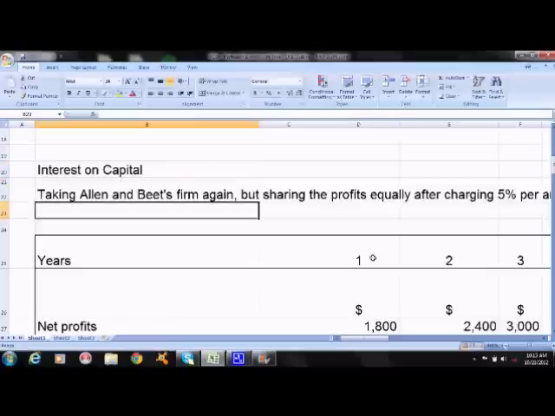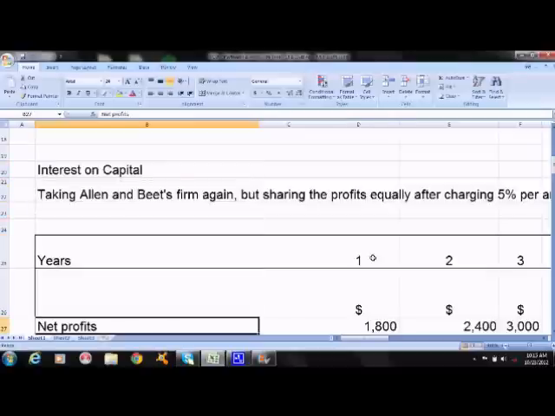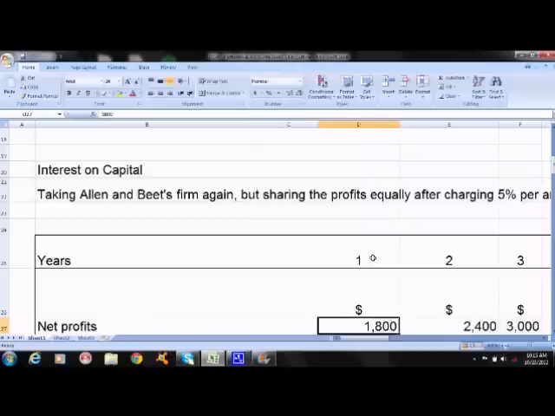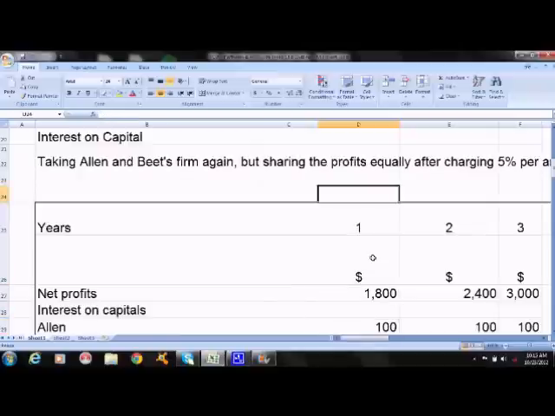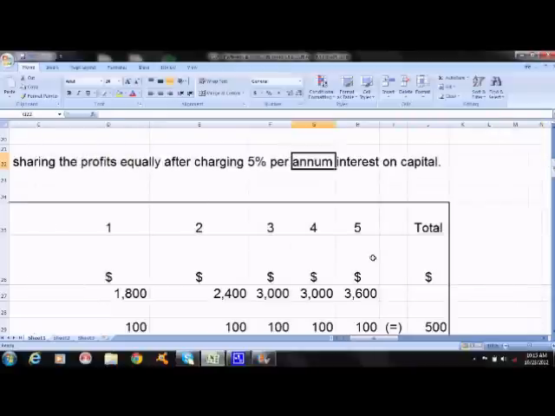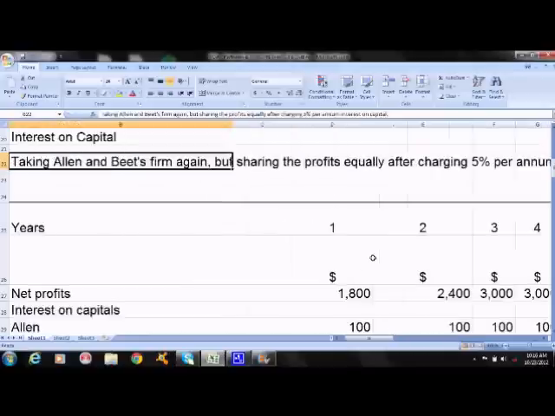My friends, the rate of interest is a matter of agreement between the partners, but it should equal the return they would have received if they had invested the capital elsewhere. Now take for example again Allen and B's firm, but now they are sharing the profits equally after charging 5% per annum interest on capital. So their profits will be shared equally, after they have charged 5% interest on capital per annum.